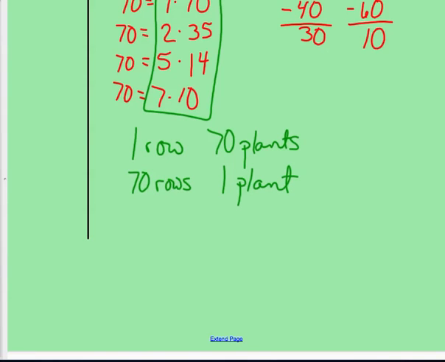I would accept both answers as long as you explain to me where your answer is coming from. Because your garden would look the same, you just might be oriented towards it differently to answer 2 combinations for 1 times 70.